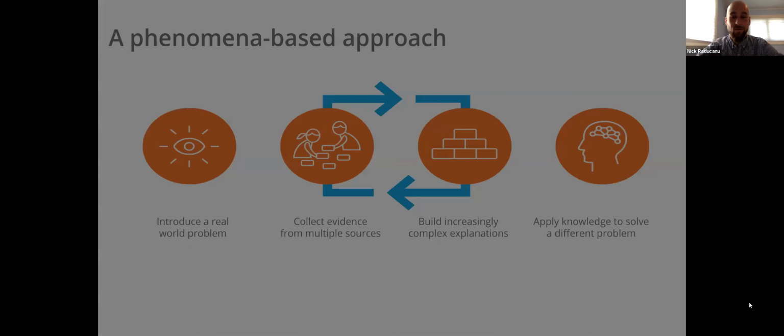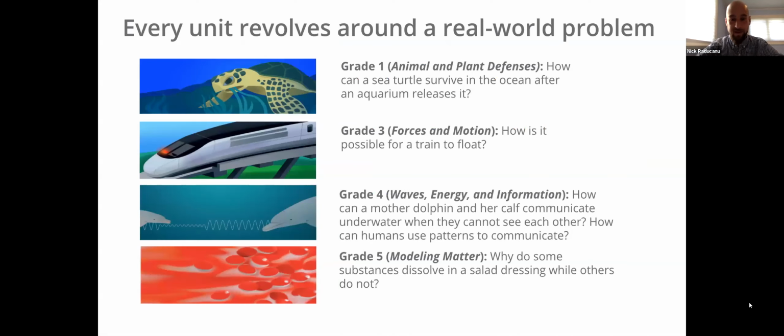And Kelly, one more time, if you wouldn't mind clicking. And just a couple examples of those real world problems. In grade 1 of the program, in the animal and plant defenses unit, students are asked, how can a sea turtle survive in the ocean after an aquarium releases it? Grade 3, balancing forces unit, how is it possible for a train to float? Grade 4, waves, energy, and information. How can a mother dolphin and her calf communicate underwater when they can't see each other? And then transferring that, how can humans use patterns to communicate? Grade 5, modeling matter. Why do some substances dissolve in a salad dressing while others do not?